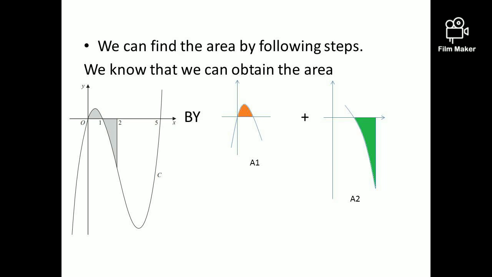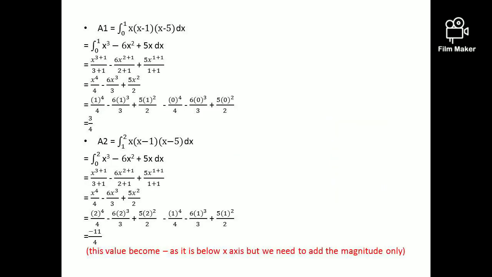Then I am going to obtain this area by adding area 1 and area 2. Let's see from the next slide how to obtain this area 1 and area 2. To obtain the area 1, you can integrate the curve x times (x minus 1) times (x minus 5) from 0 to 1. That is the first part of the area. But from our previous theories, we know that we cannot obtain this area straightforwardly. Initially, you have to expand the brackets x into (x minus 1) into (x minus 5). Then you can do the integration.